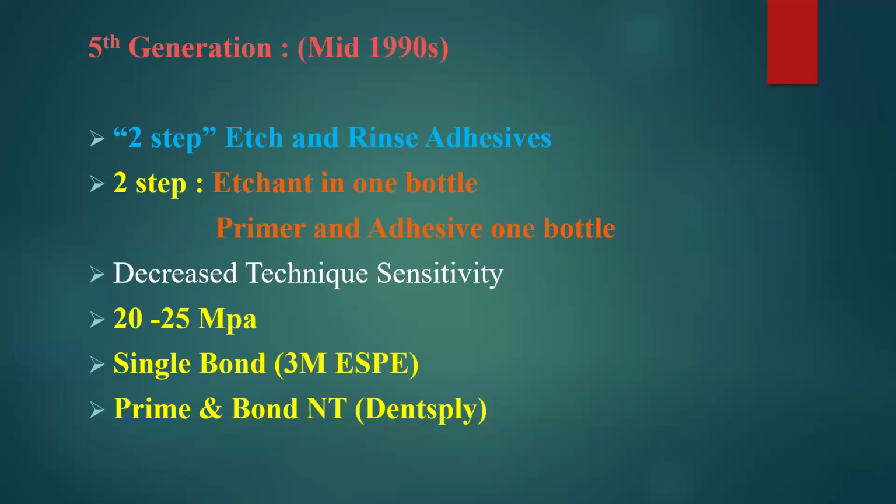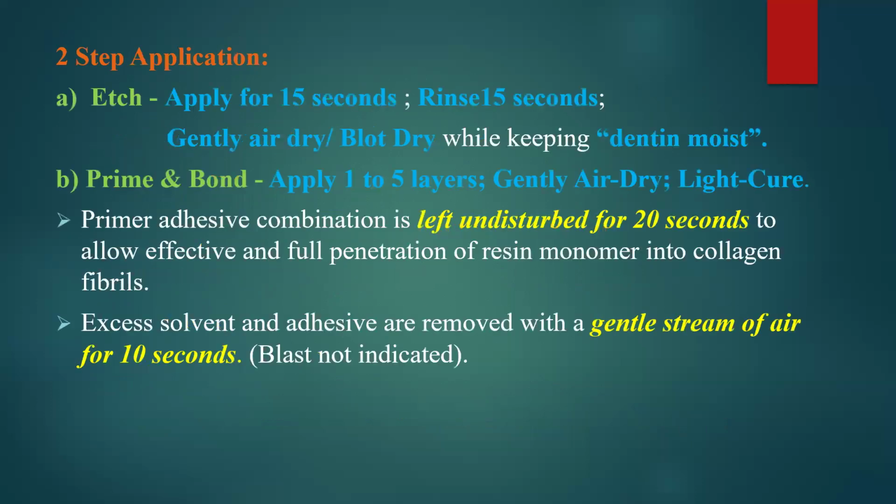Coming to the fifth generation dentin bonding agent, it's a two-step etch and rinse adhesive, containing etchant in one bottle, and primer and adhesive in a single bottle. It has decreased technique sensitivity. The bond strength is around 20 to 25 megapascals. The examples include Single Bond and Prime and Bond NT.